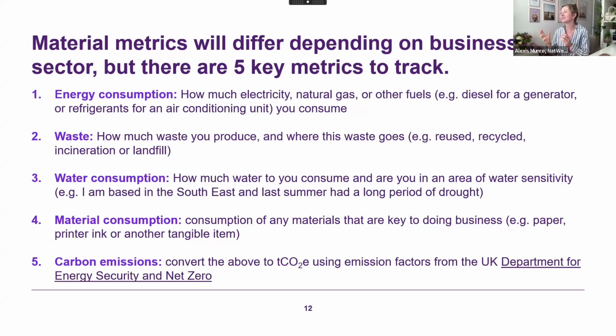So if I take myself as an example, in my home, I'm in the southeast. Last summer we had pretty much a summer long hosepipe ban. So I know I'm in an area of quite a lot of heightened water sensitivity and low water availability. So really understanding the geography of where you're based and that water availability piece to tie in alongside those reductions, so you're making impact where it matters most. So you have that materiality aspect.